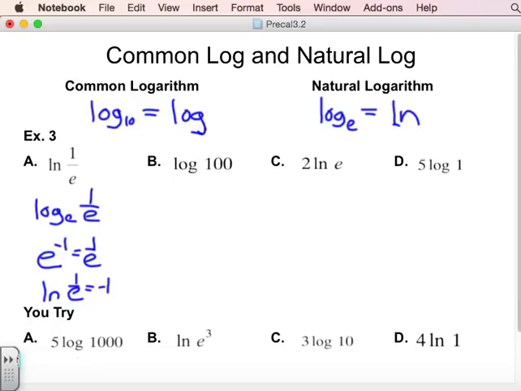Okay, B part, I've got log base 10, right? It's a common log of 100. So that's really log base 10 of 100. What would I raise 10 to, to get 100? Well, 2, right? So that equals 2.